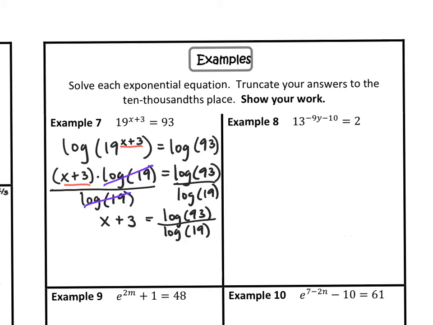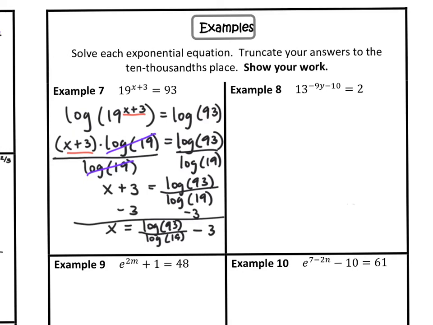And then one more step, or actually two more steps, but one more step to solve. What's the opposite of adding 3? Subtracting 3. And so my answer is going to look like this. X equals log of 93 divided by log of 19 minus 3.